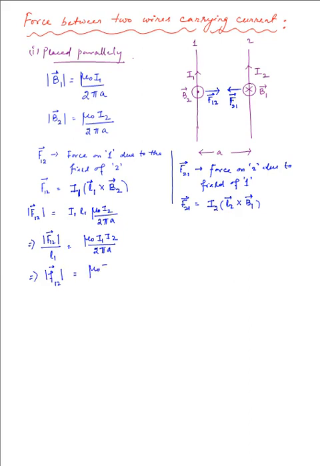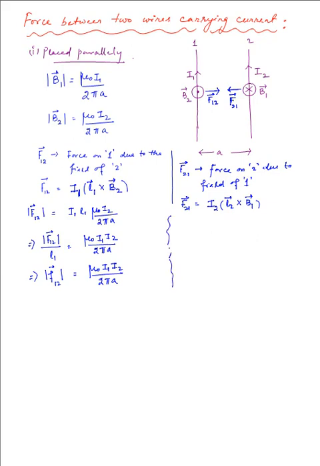This is the force per unit length for the first wire, that is, the force acting on it divided by its own length.